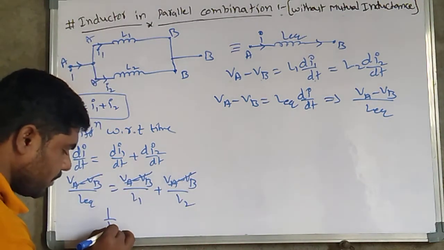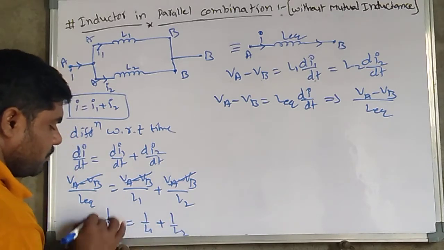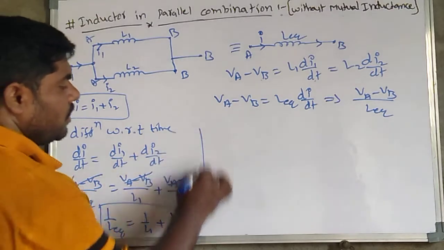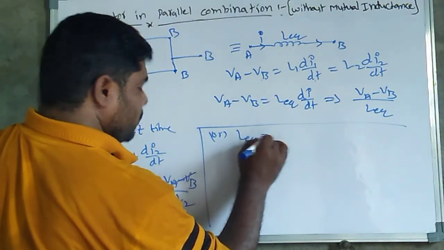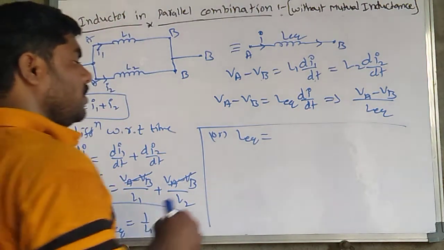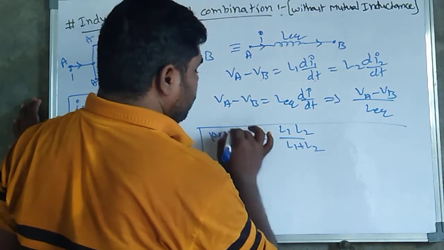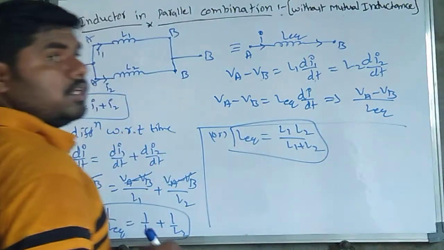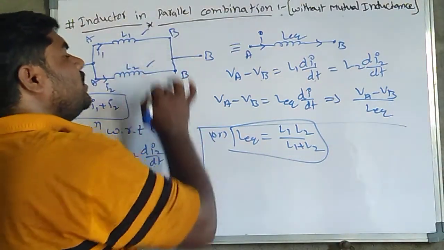Final equation: 1 by L equivalent is equal to 1 by L1 plus 1 by L2. So L equivalent looks like the parallel combination of resistances, L1 into L2 divided by L1 plus L2. This is the equation.